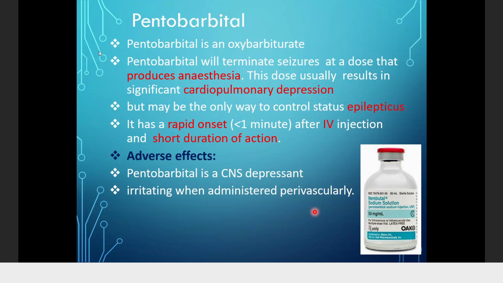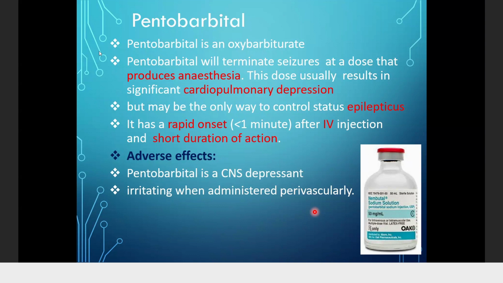Trade name, that's right. For use as GA or as anticonvulsants, the trade name is Nembutal sodium solution. The other one is Dolital, but both contain pentobarbital. So can I use Dolital instead of Nembutal? Cannot, doctor. The concentration is different.